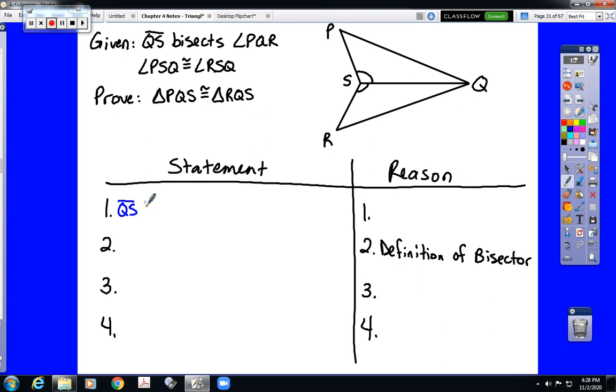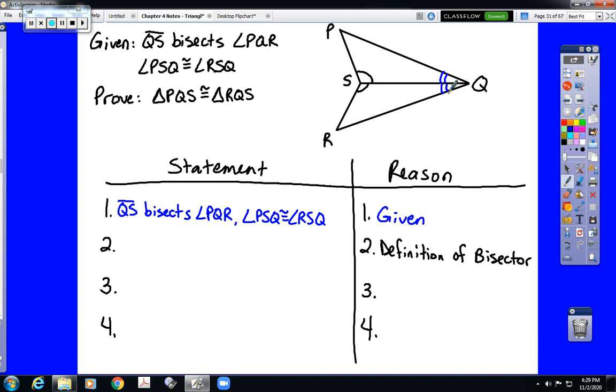We have segment QS bisects angle PQR. And we have angle PSQ is congruent to angle RSQ. Those are our givens. Now we haven't used bisector in a long time. But we need to remember what that word means. Bisect means cut into 2 equal pieces. So if QS is bisecting angle PQR, that means it's cutting it into 2 equal or 2 congruent angles.